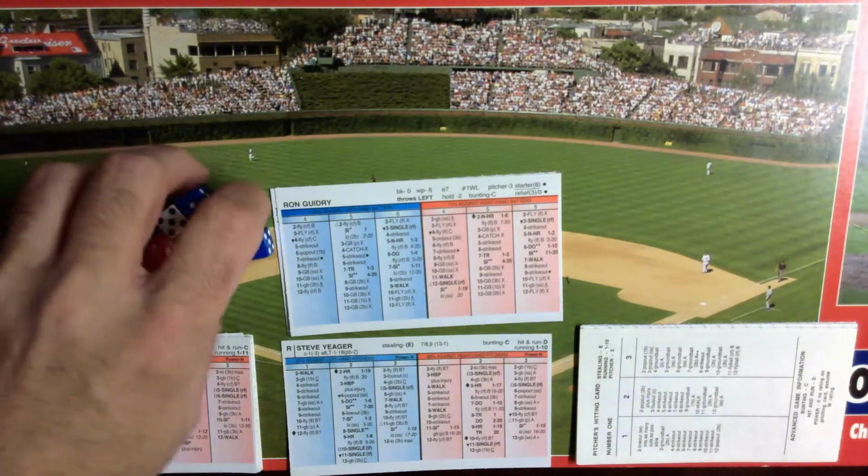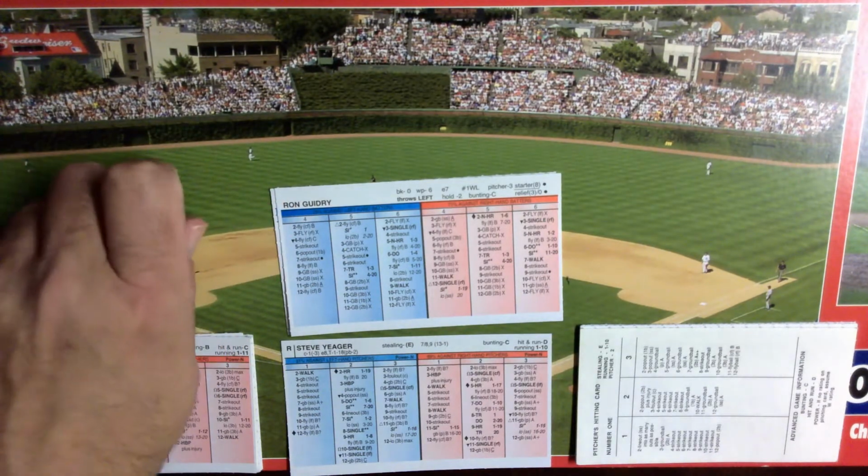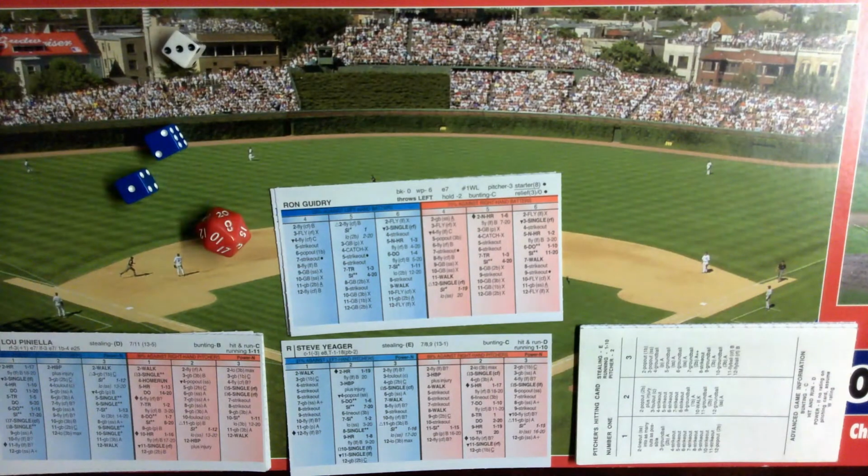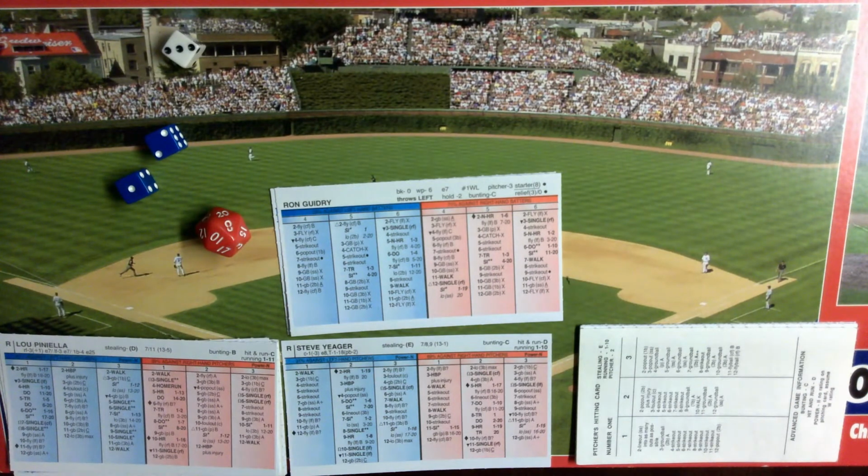So rolling the dice for the result on the super advanced fielding chart. That's a 10 and a 6. Results in a P/F, and a 4 and a 6 is no error.